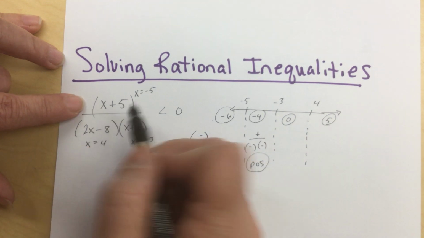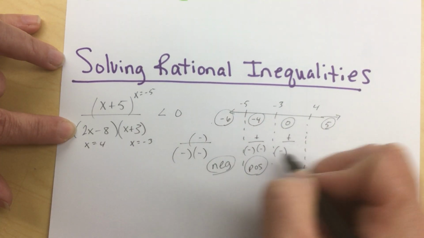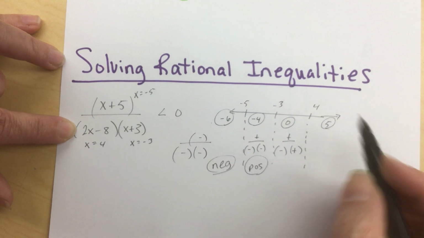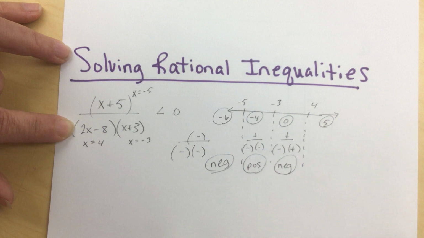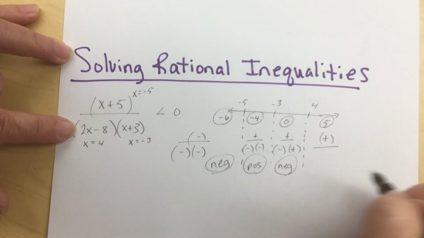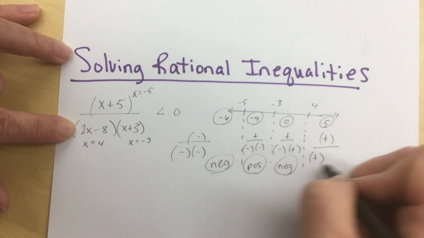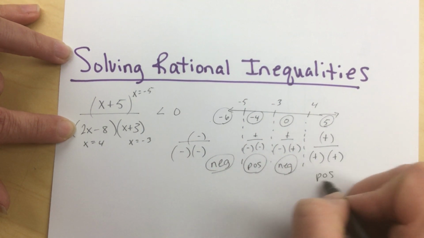I take 0. 0 plus 5 is positive. 0 minus 8 is negative. 0 plus 3 is positive. Well, if I have 3 numbers and one is negative, my answer is going to be negative. If I take 5, 5 plus 5 is 10. 10 minus 8 is positive, and 5 plus 3 is positive. 3 positives makes a positive.